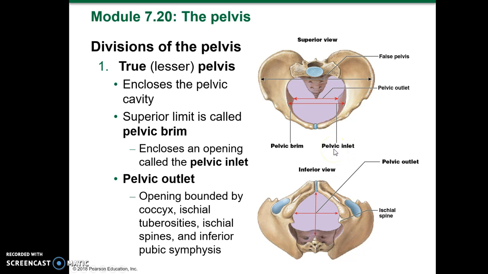Divisions of the pelvis include the true pelvis, which encloses the pelvic cavity. So we have the superior limit called the pelvic brim. So you see that listed here. It encloses the opening, and then the pelvic outlet is the opening bounded by the coccyx, the ischial tuberosities, the ischial spines, and the inferior pubic symphysis.